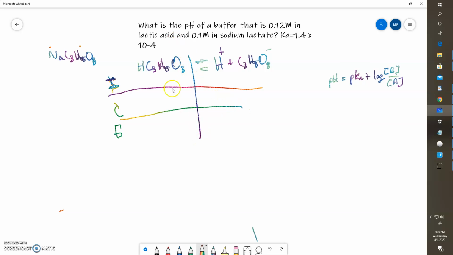All right, first part easy. I've got 0.12 molar of the acid. H plus is going to be 0. And here's the wrinkle, here's the new twist. I've added sodium lactate. What is sodium lactate providing but the lactate anion? And I have 0.1 molar, so it's going to be 0.1 molar of that to start with.